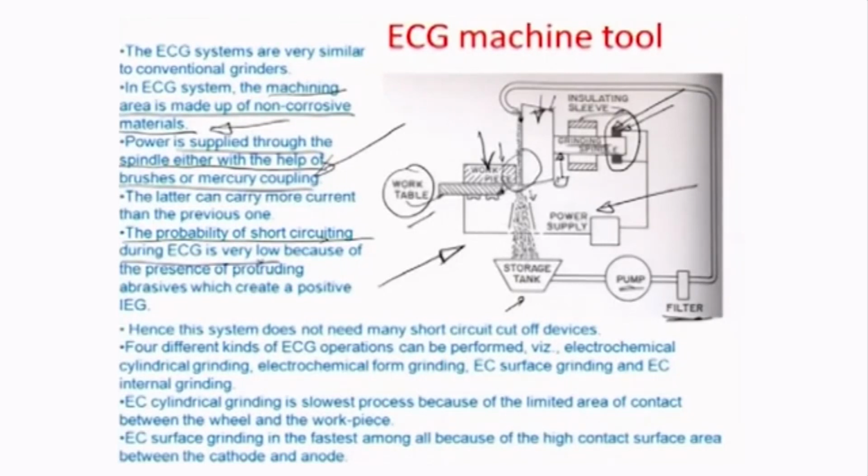So four kinds of different ECG operations can be performed. They can be cylindrical grinding, form grinding, surface grinding and internal grinding, and a variety of component shapes, complex shapes, can result from these four processes, out of which cylindrical grinding probably is the slowest process, and that is because there is always a limited area of contact between the tool surface and the machine surface as such. So there is always almost a line of contact.